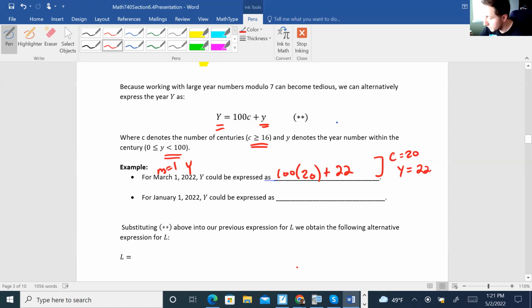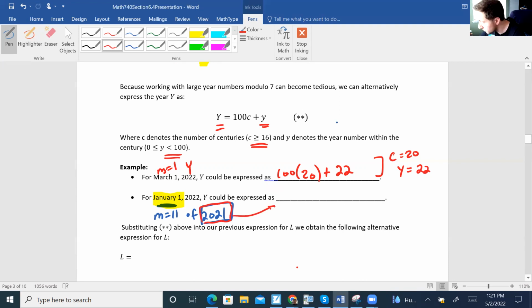For January 1st of 2022, we could express the year too. Now this one's sneakier, because remember, January 1st of 2022 would technically be month 11 of 2021. So this is really the year that we're looking at, because they specified a month. If they just called it 2022, I would do the same thing I did in the first bullet point. But since they're specifying that it's January of that year, I actually have to think about it as the 11th month of 2021. So I'm really going to do 100 times 20 and then add on 21. So my C in this case would be 20, but my little y would be 21 instead of 22. That'll only happen for January and February.